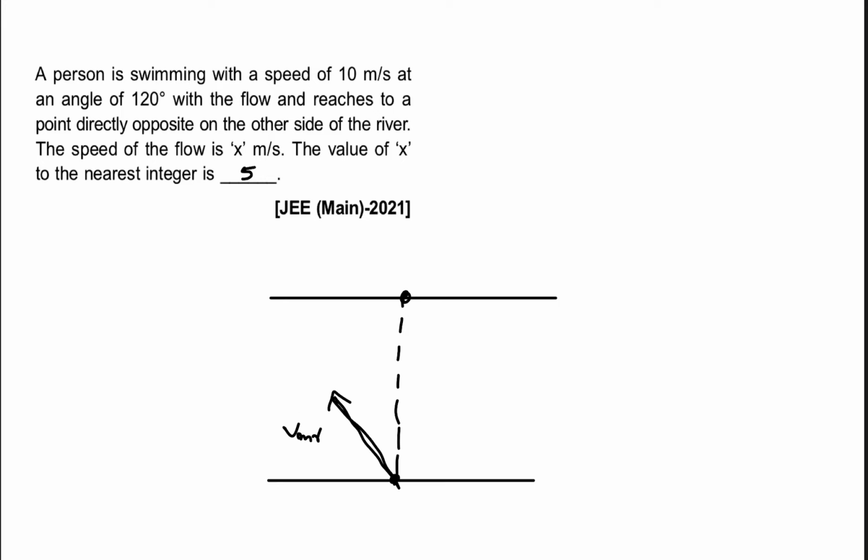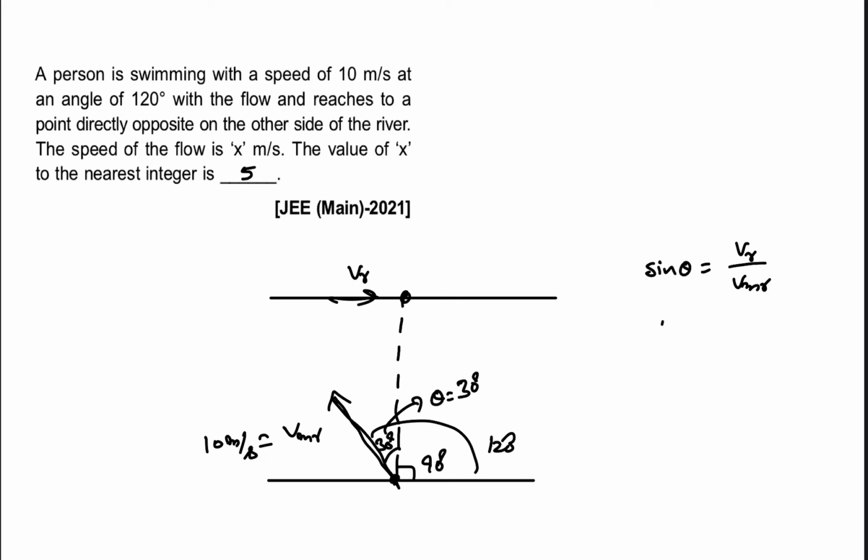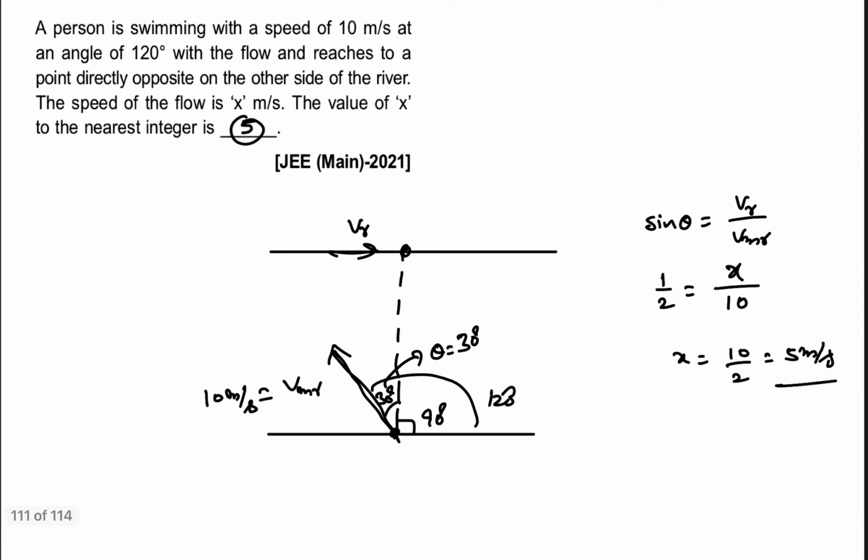Now he wants to reach there, and the velocity of man with respect to river is at 90 degrees, and the total angle is given as 120 degrees, so you will get 30 degrees. Velocity of river is in the opposite direction. Velocity of man with respect to river is equal to 10 meter per second. Now sin theta can be written as VR divided by VMR. Theta is equal to 30 degrees. Now 1 by 2 is equal to x divided by 10. So x is equal to 10 by 2, we will get 5 meter per second. 5 is the answer.